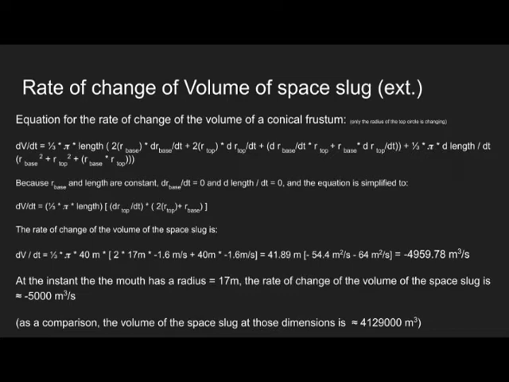When I plug in the numbers given in slide 3, I find the rate of change to be negative 4,959.78 meters cubed per second. And from that, I can say at the instant that the mouth has a radius of 17 meters, the rate of change of the volume of the space slug is around negative 5,000 meters cubed per second.